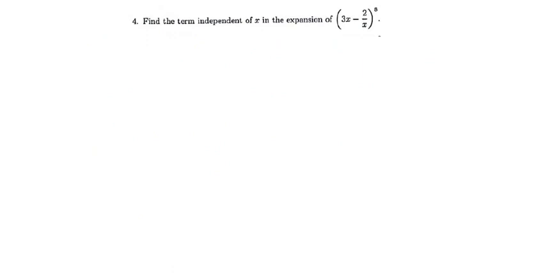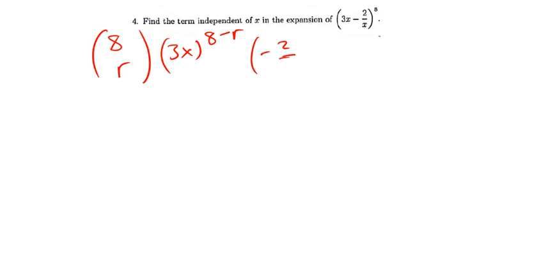Alright, so I'll just go direct to the point since we already know what to do here. We use our formula. Our n in this case is 8. So 8 choose r, and then we've got 3x, which should be raised to the power 8 minus r, and then we also have negative 2 over x, which should be raised to the power r.